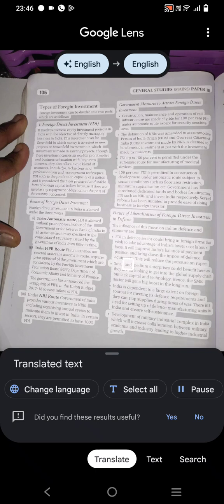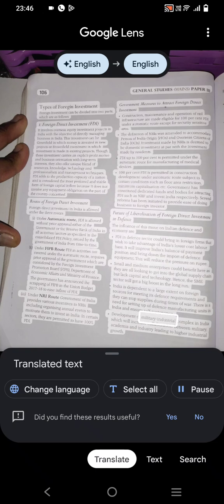Small and medium enterprises could benefit here as they are all looking to get into the global supply chain but lack capital and technology. Hence, the SME sector will get a big boost in the long run. India is dependent to a large extent on foreign sources for meeting its defense requirements, and they can stop supplies during times of war. There is a need for setting up of defense manufacturing units in India and ensure self-sustenance.